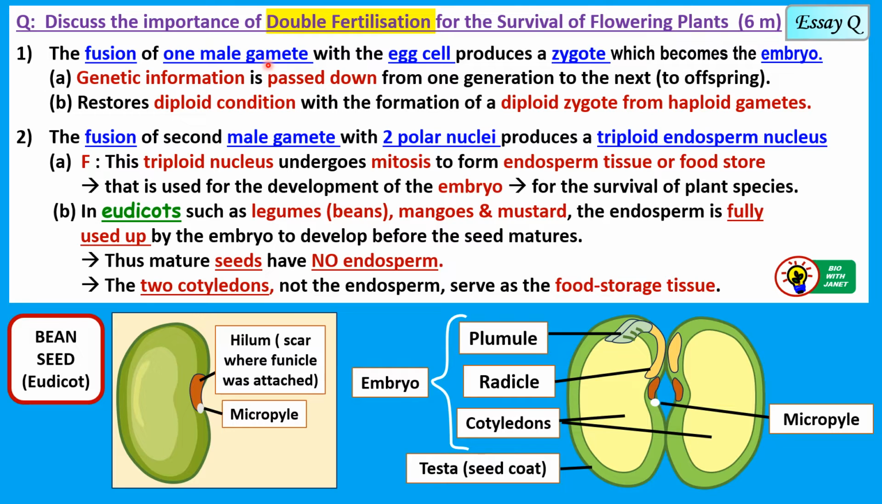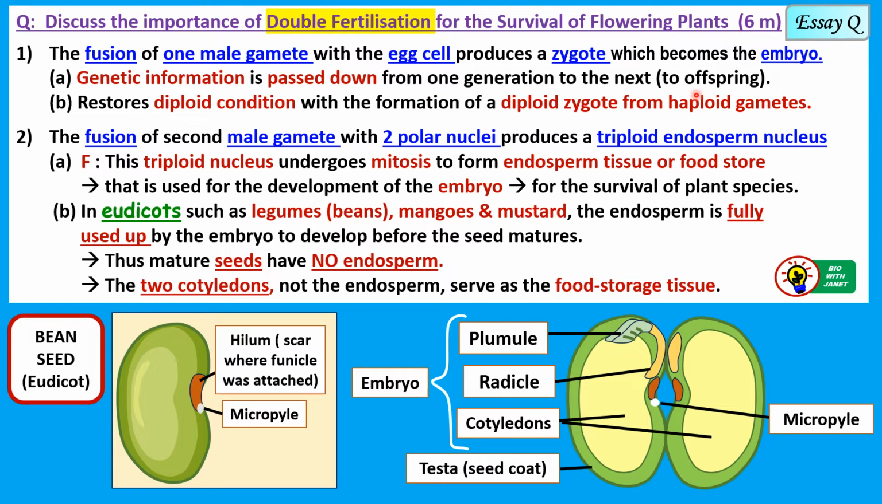Okay, the male gamete contains its own set of chromosomes, which comes from the male plant, and the female gamete or egg cell also contains another set of chromosomes, which comes from the female parent, right? So during the fertilization process, the two sets of chromosomes from the two gametes will combine together in the zygote, right? In that way, the genetic information from both parents, which is carried by the chromosomes, is passed down from the parents to the offspring.